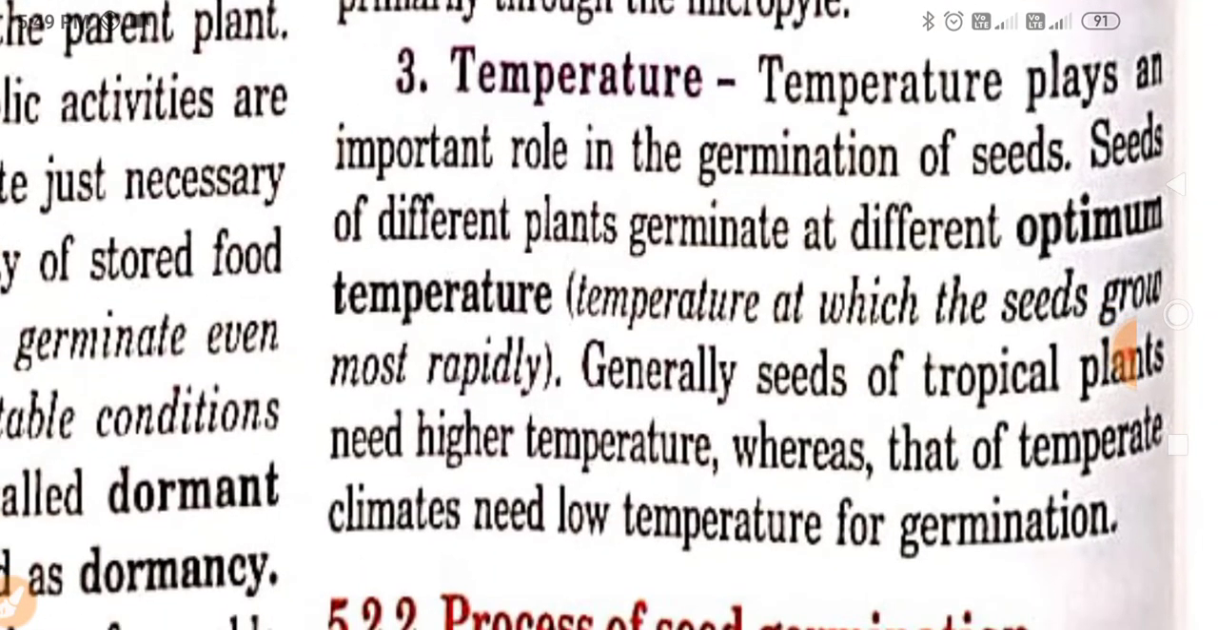Temperature plays an important role. Seeds of different plants germinate at optimum temperatures, the temperature at which seeds grow most rapidly. Generally, seeds of tropical plants need higher temperature, whereas those of temperate climates need low temperature for germination.